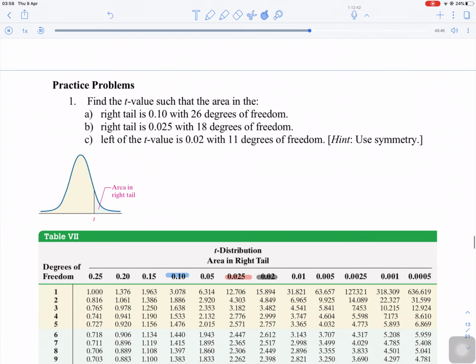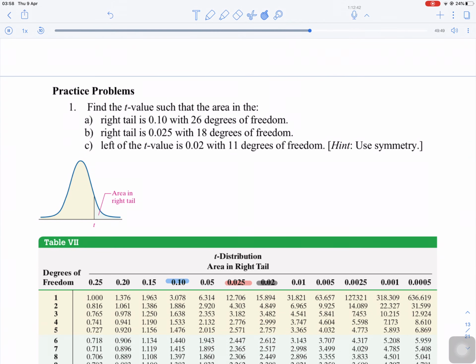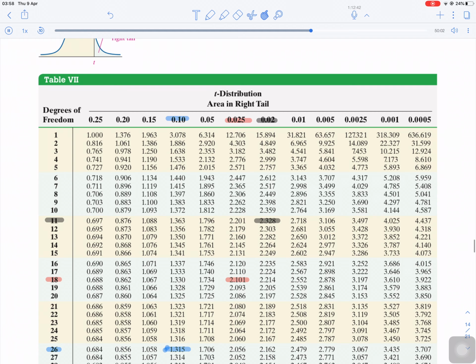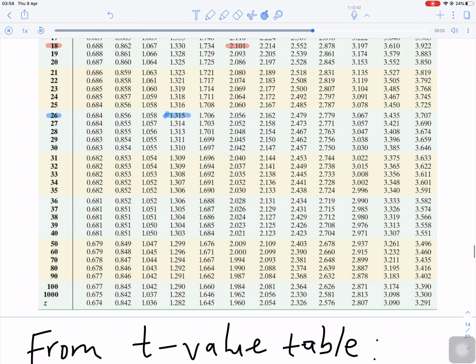Then B says find the t-value which has the area in the right tail to be 0.025 with a degree of freedom of 18. So we look in the first column for degree of freedom of 18, and then match that with looking along the column for the area in the right tail of 0.025, and that value gives us 2.101. So the t-value for B is 2.101.